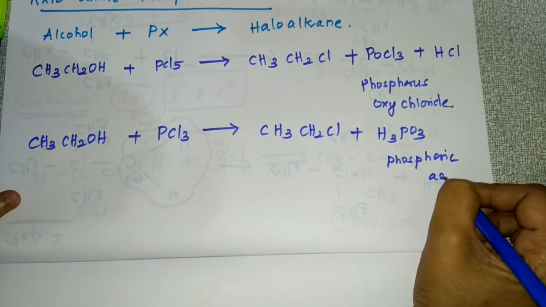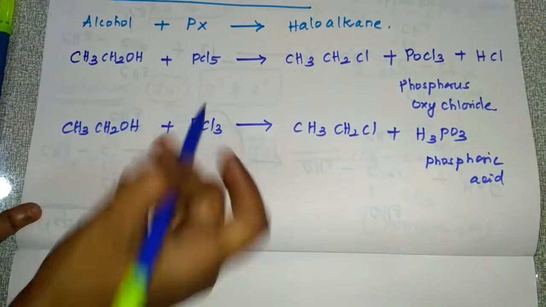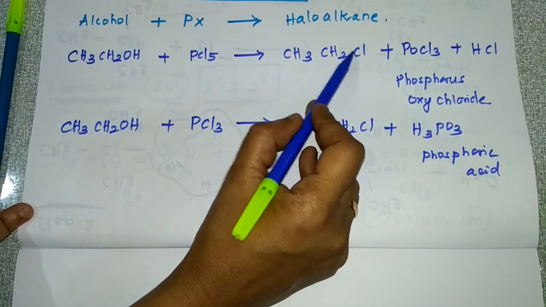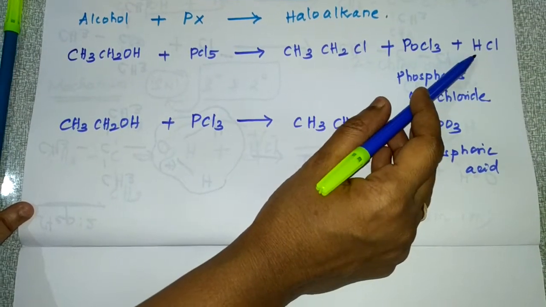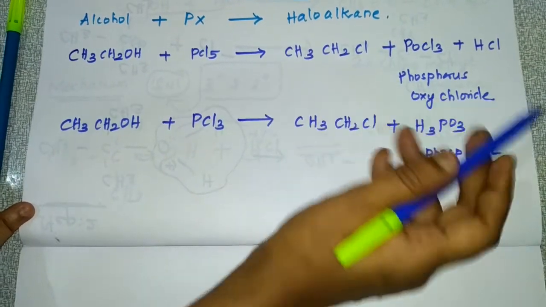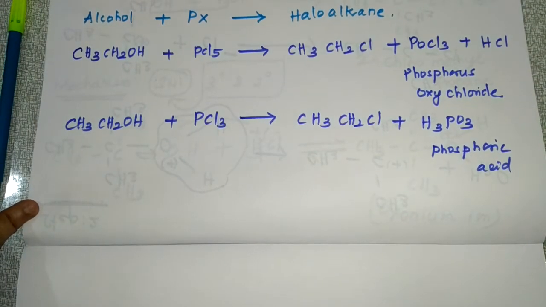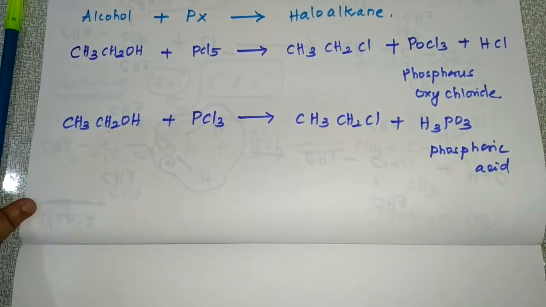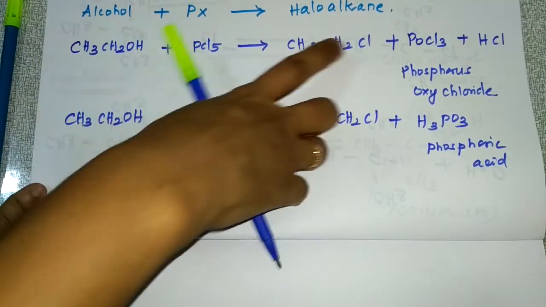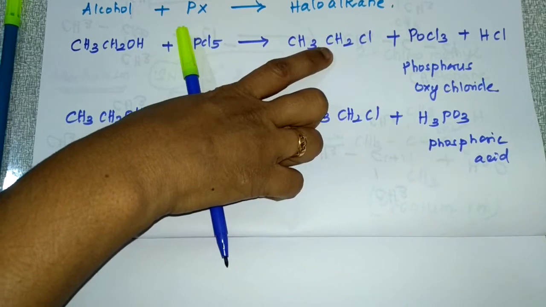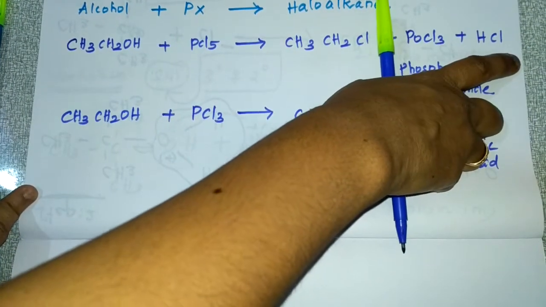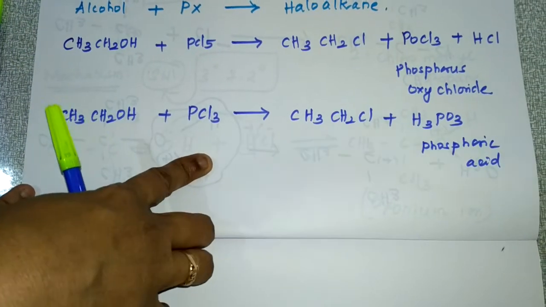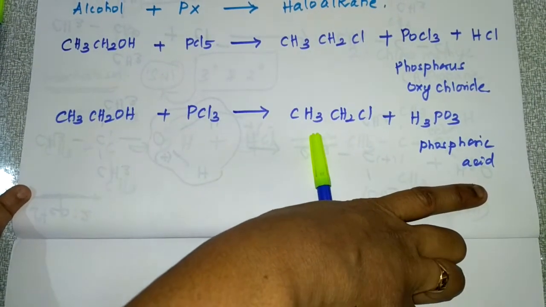Usually students commit mistakes: if they are using PCl5, they write CH3CH2Cl, POCl3 and HCl. Similarly, if they are using PCl3 also, they write POCl3 and HCl. You should not write like that. If you are using PCl5, you have to write the haloalkane, POCl3 and HCl. If you are using PCl3, you write the byproduct as phosphorous acid.